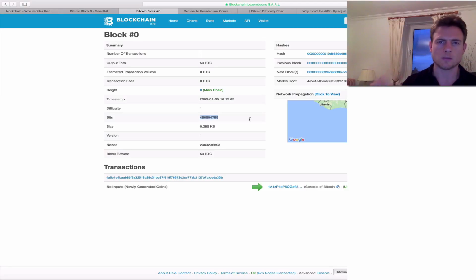The first of these difficulty bits and target things I talked about was the target. So, explaining that the hash, which you can see up here, which was the successful hash for block number zero, the genesis block, has to be less than a specific 256-bit binary number. This hash has to be less than that for it to be successful. And that number is this one here.